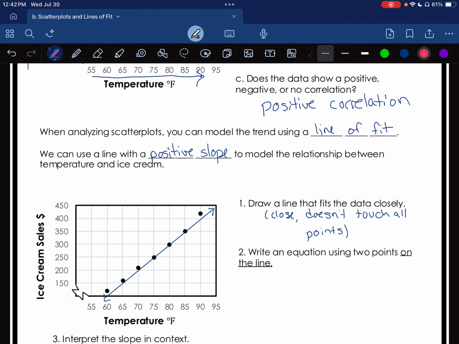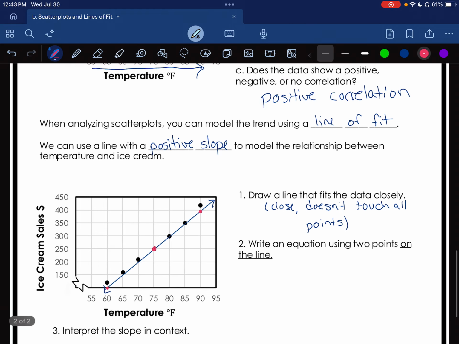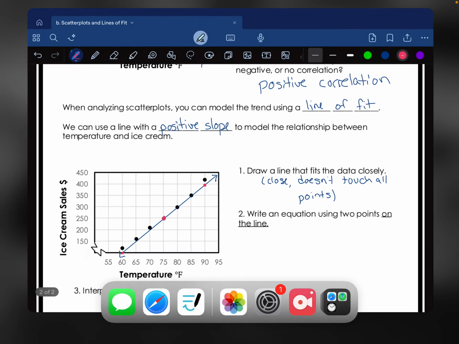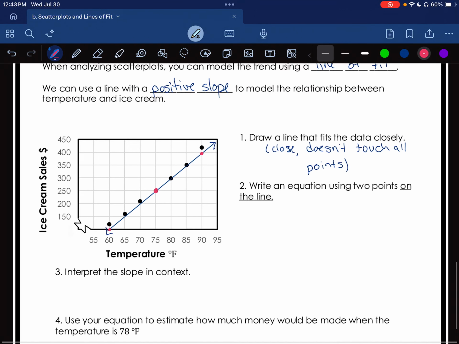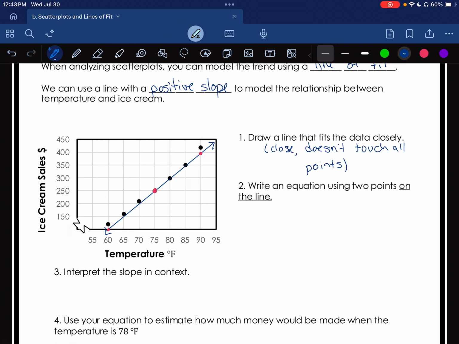I'm going to use the first 2 points. So we'll use this one here. Looks like 75, 250. This one here looks to be about 60, 100. All right, so we'll have 250 over 75, and then we'll have minus 100 over 60.